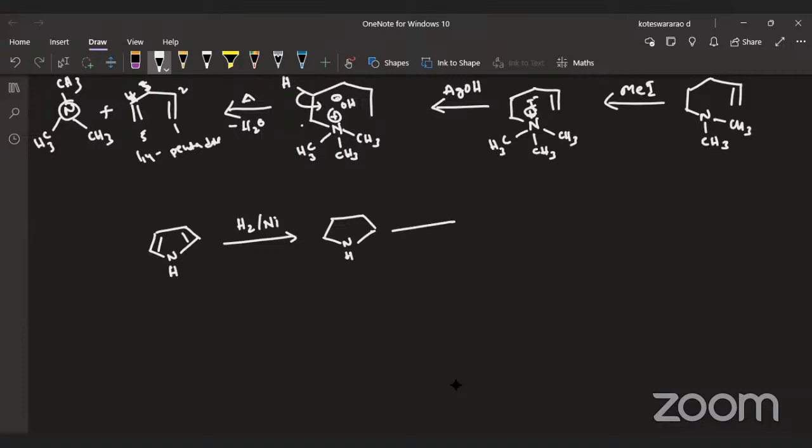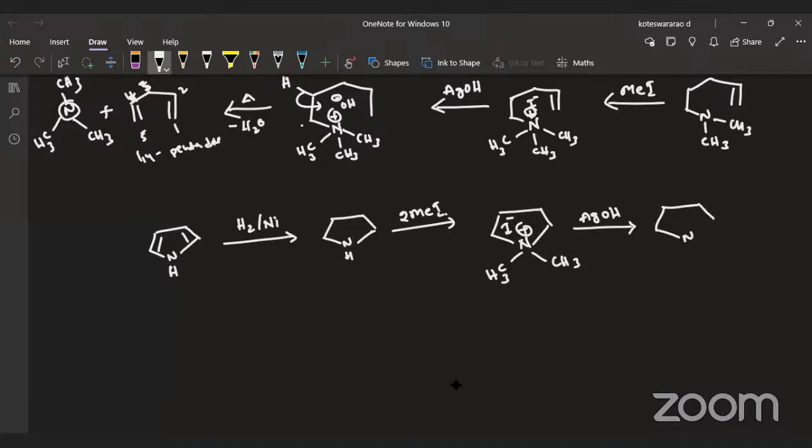Right. Then methylation is conducted with methyl iodide, 2 moles of methyl iodide. Then it leads to the formation of N,N-dimethyl pyrrolidinium iodide. This is the quaternary ammonium iodide salt. Then it is treated with AgNO3, sorry, AgOH.